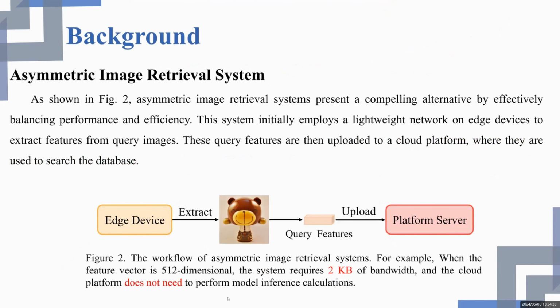As shown in Figure 2, asymmetric image retrieval systems present a compelling alternative by effectively balancing performance and efficiency. This system initially employs a lightweight network on edge devices to extract features from query images. These query features are then uploaded to a cloud platform, where they are used to search the database. For example, when the feature vector is 512-dimensional, the system requires 2 kilobytes of bandwidth, and the cloud platform does not need to perform model inference calculations.